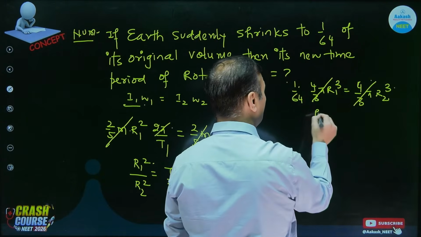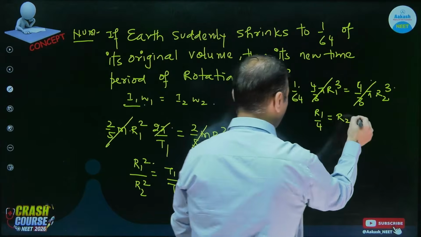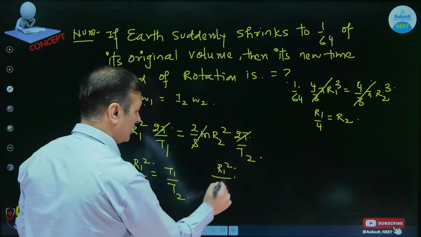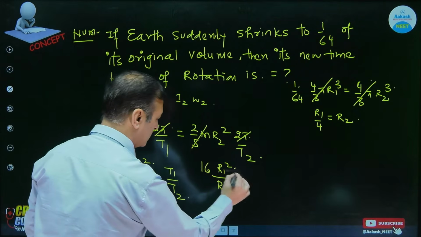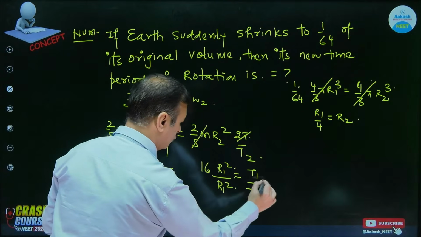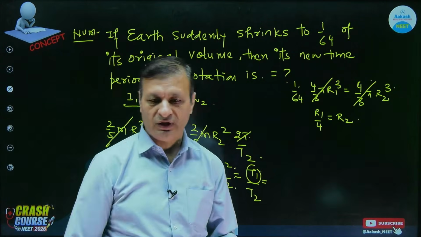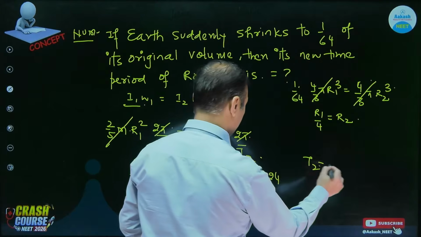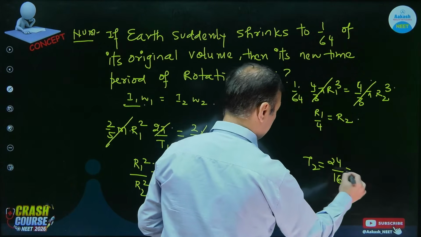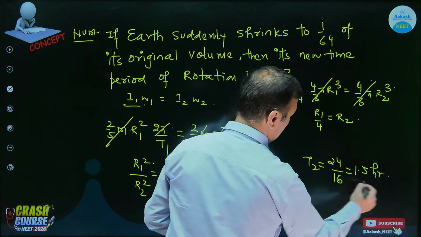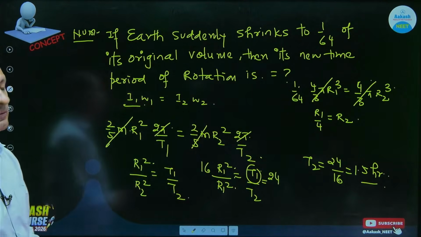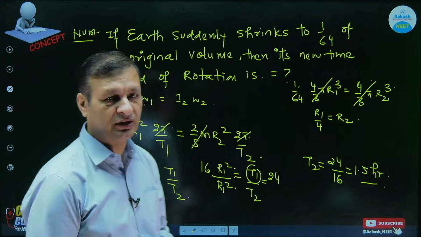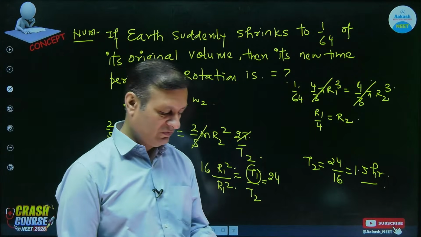So, when you take the cube root, you got it? So, r2 is basically r1 by 4, so r1 square by r2 square is 16, and this is T1 by T2, and we know T1, the original time period of Earth about its own axis is 24 hours. So, your T2 becomes 24 by 16, that gives you 1.5 hours. Got it or not? So, it means the new period of rotation of the same planet Earth would be 1.5 hours.